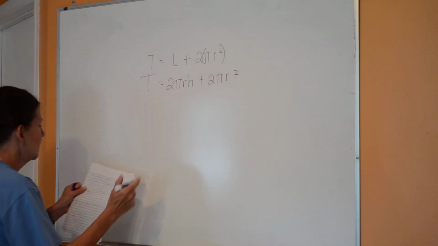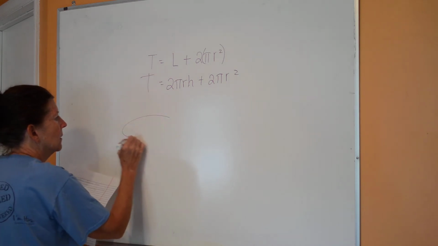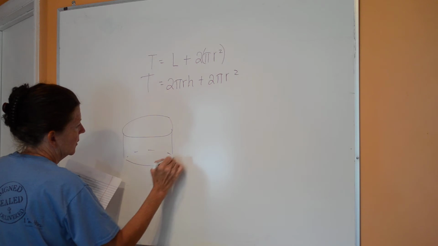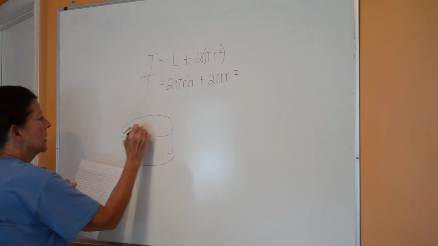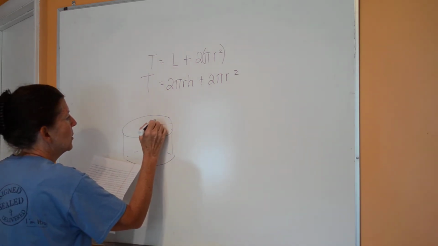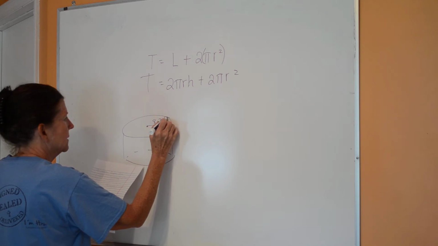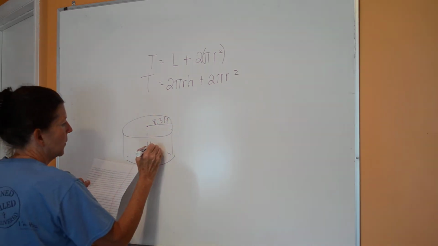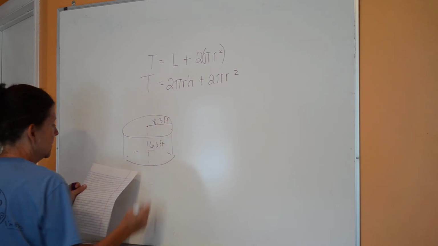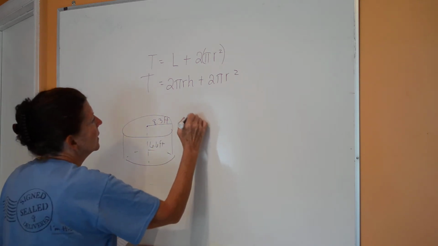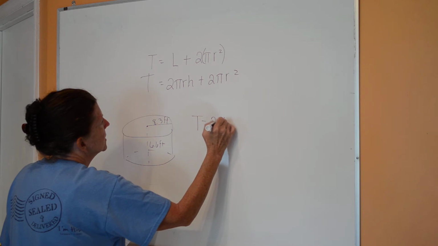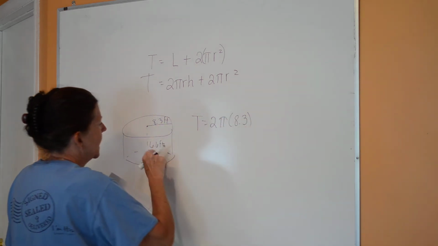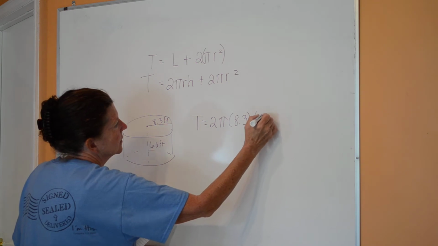Let's do one where we're doing total surface area. Doesn't look like much of a cylinder, but you get the concept. The radius here is 8.3 feet, and the height right there is 6.6 feet. So it's just a matter of plugging in. I have 2 times pi, the r is 8.3, the h is 6.6.